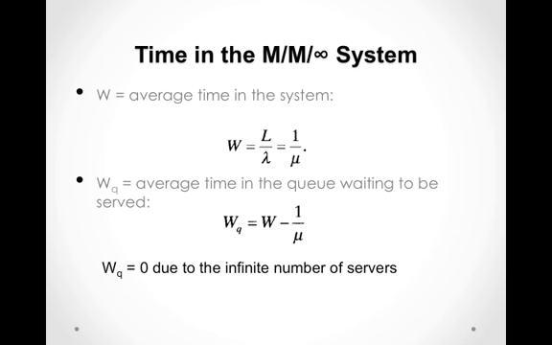WQ is the average time spent waiting in the queue to be served. It is equal to W minus 1 divided by mu. In the case of the infinite queue, WQ is equal to 0 due to the infinite number of servers.